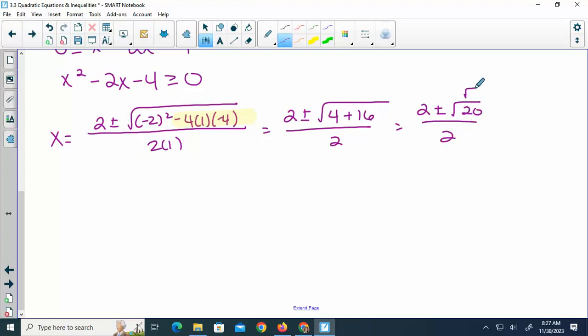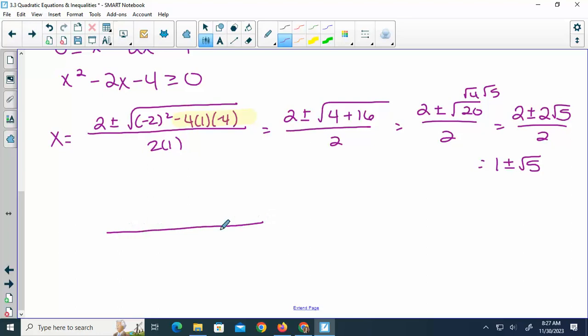Okay, 20 can break into 4 and 5. That's 2 plus or minus 2 radical 5 over 2. Or 1 plus or minus radical 5. So that means we hit the x-axis at 1 minus radical 5 and 1 plus radical 5.